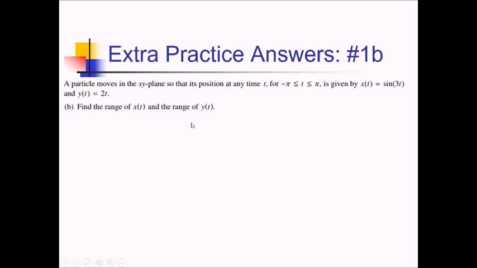For this part of the problem, they want us to find the range of x of t and y of t. So basically they're asking what kind of numbers can we get out of these two parametric functions. For x of t, since this is based off of a sine function, it's going to all come down to the amplitude. This is going to oscillate between negative and positive 1 because it's just one sine of 3t. So that means that because we have that amplitude of 1, we have a range of negative 1 to positive 1 for x of t.